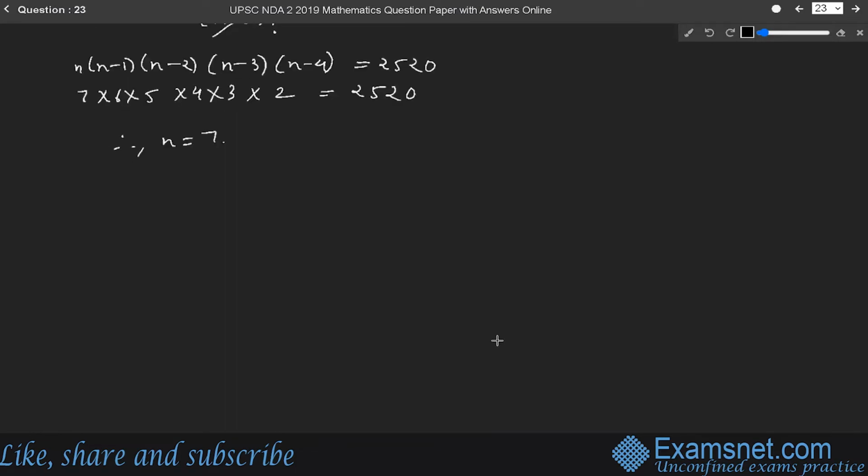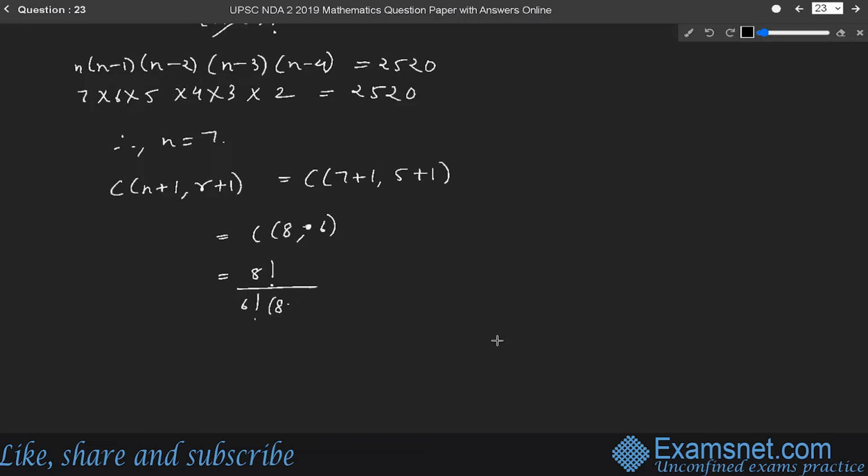Now we have to calculate the value for C(n plus 1, r plus 1). So it will be equal to C(7 plus 1, 5 plus 1), because we know that n is equal to 7 and r is equal to 5. So it will be C(8, 6). So it will be 8 factorial divided by 6 factorial into (8 minus 6) factorial. So it becomes 8 factorial divided by 6 factorial into 2 factorial, which gives 8 into 7 divided by 2. So it will be 4 into 7, which is equal to 28.